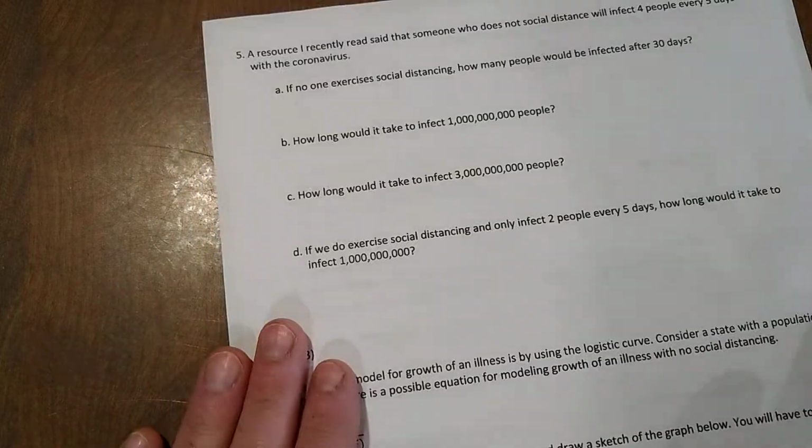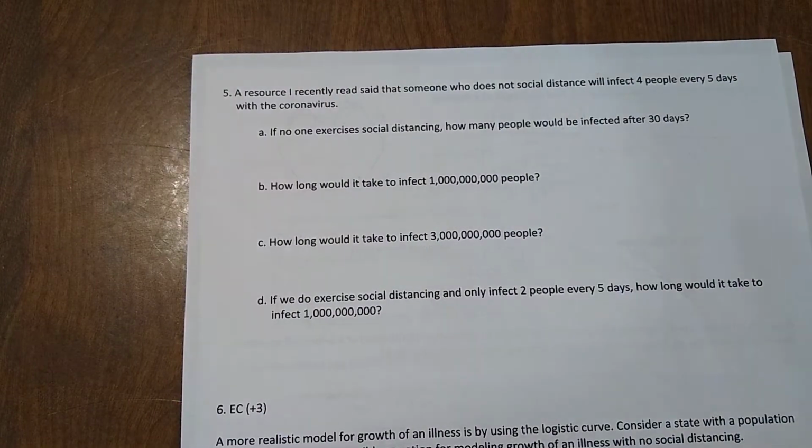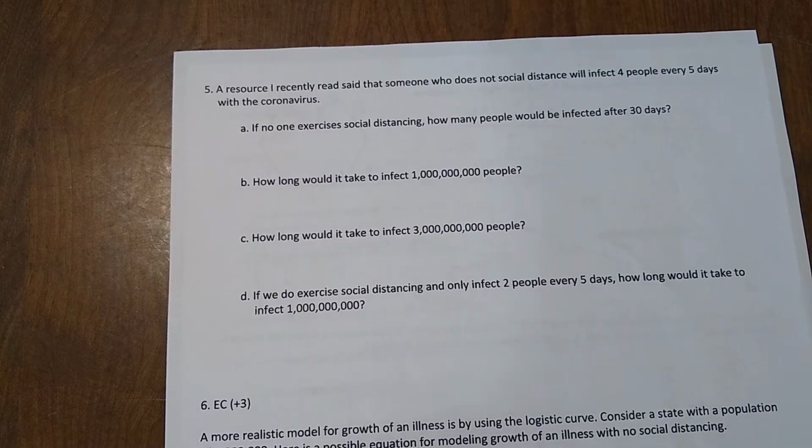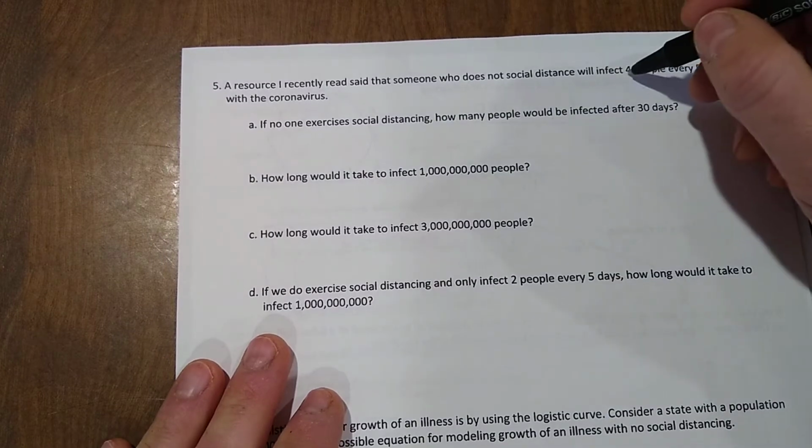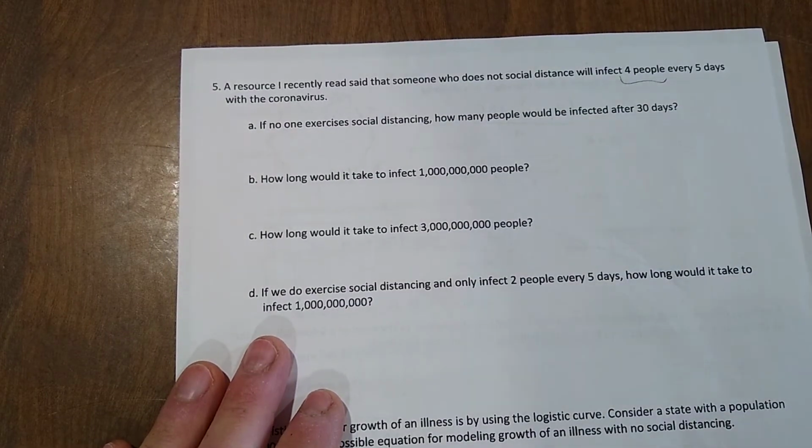All right. Hardest one is on the back. I did a little digging on some facts about coronavirus, because the coronavirus is really growing exponentially, and that's what this log is good for. So it's kind of timely for what we're learning. A resource I recently read said that someone who does not social distance will infect 4 people every 5 days with coronavirus. So let's think about that.